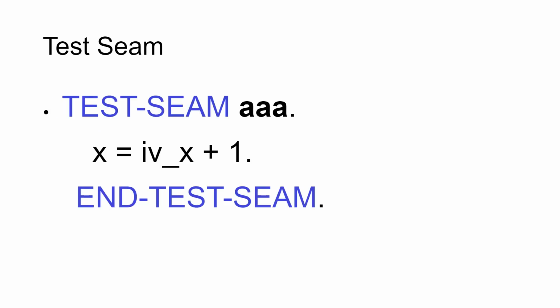Let's take a look at the test seam code block, which starts with TEST-SEAM, followed by the seam name. The seam name in the example is AAA, and it ends with END-TEST-SEAM. The code in the middle of the test seam will run normally in the production environment. In a unit test, if there is a test injection with the same seam name in the test method, the intermediate code will be replaced by the code in the test injection. If not, the intermediate code will still run normally.